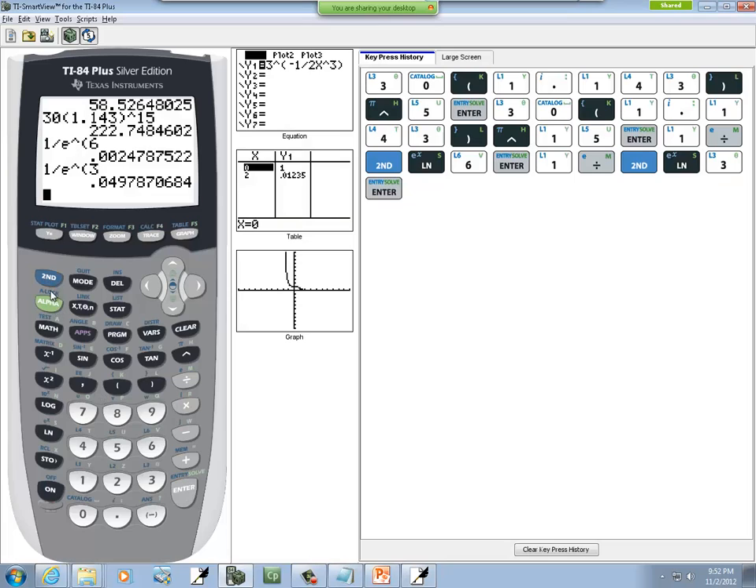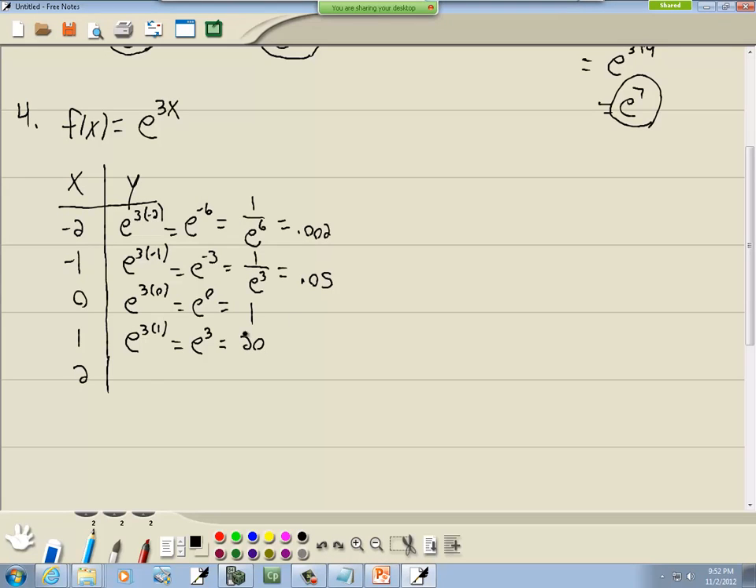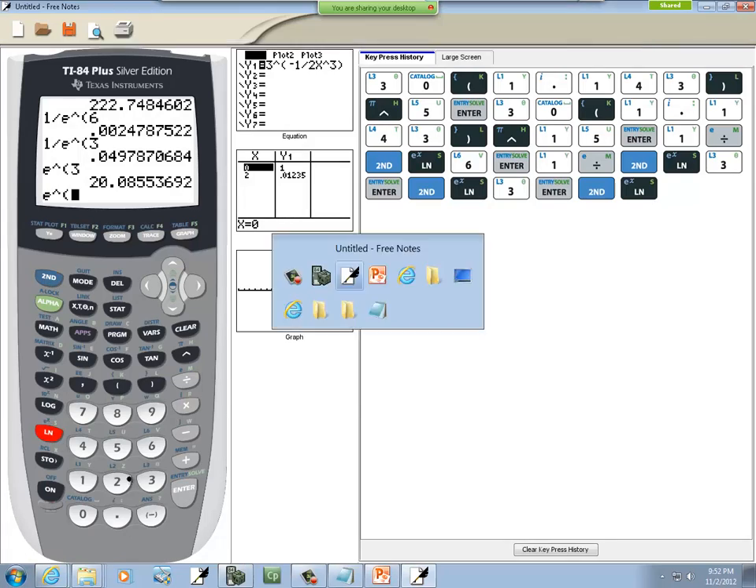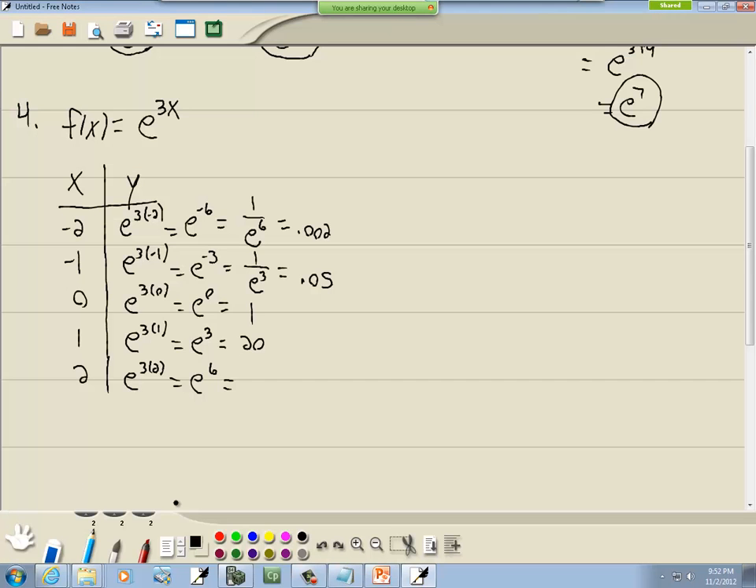This one would be e to the 3 times 1, which is e to the third. So if I do second ln, put in 3, get 20. There's really not much need to do this other one, but since I put it in my t-chart, let me put the 2 in for the x, and we got 3 times 2, so e to the 6. It's going to be so huge we're not going to be able to find it. So second ln and 6. 403.